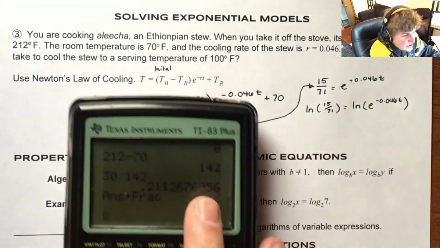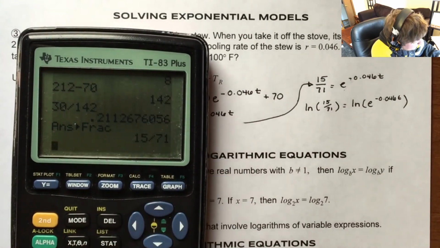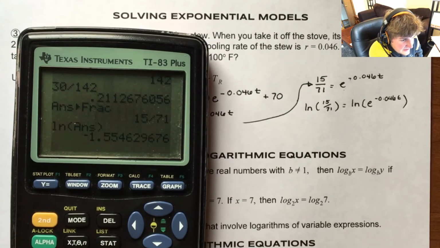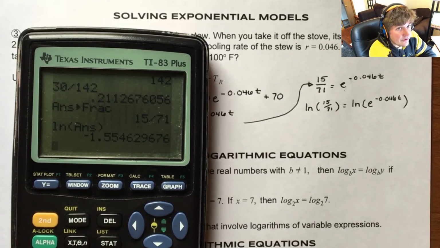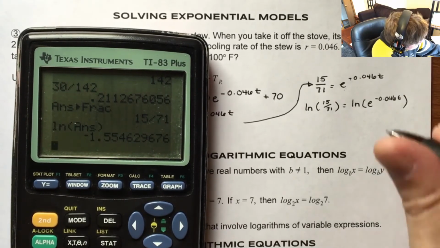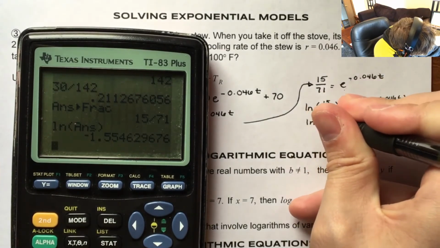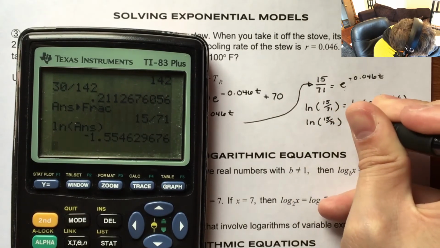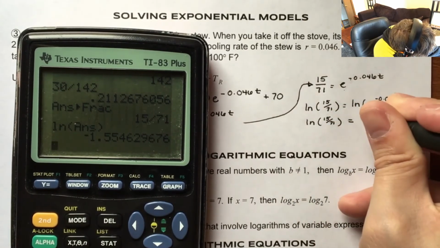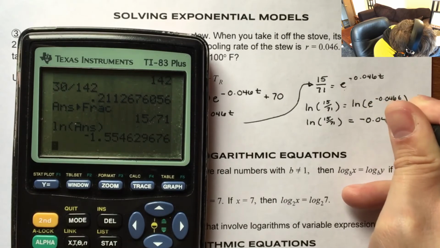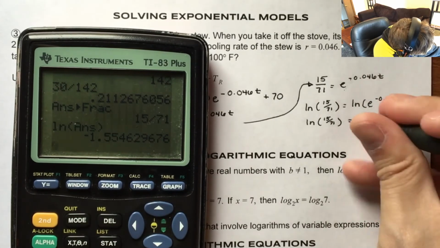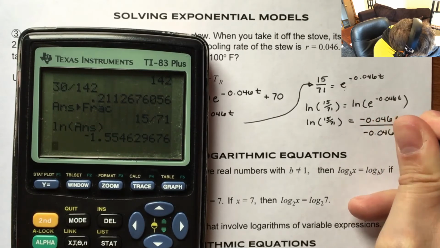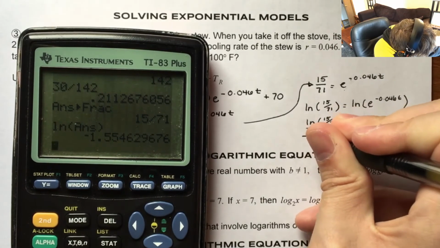Let's go ahead and check the natural log of our previous answer here. That's still a decimal, and I really don't want to round until the end. So let's just leave this as natural log of 15 over 71. And it's going to be equal to, well, these undo each other, so I have negative 0.046t. And I just have to get the t by itself and divide.